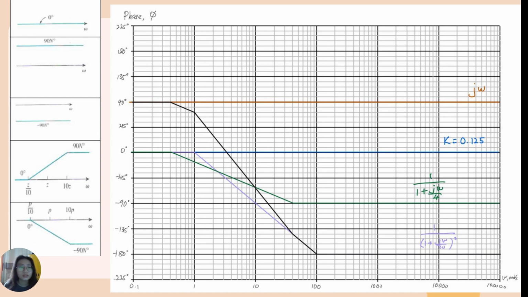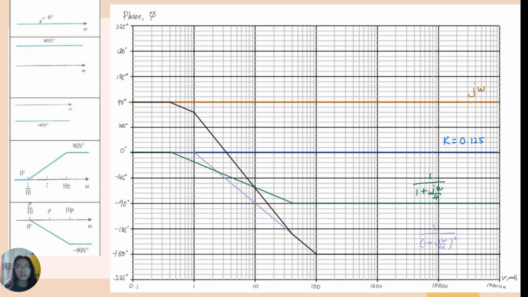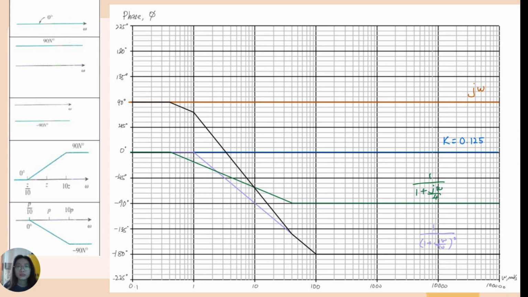The third factor is a simple pole at 4 radian per second. Refer to the table, P is 4 radians per second. So draw a line at 0 degree from 0.1 radian per second to P divided by 10, so 4 divided by 10, which equals 0.4 radian per second. Then it goes downward at negative degree for 1 decade to 10 times P, which is 10 times 4, so 40 radian per second, and draw a straight line until the end at negative 90 degree.